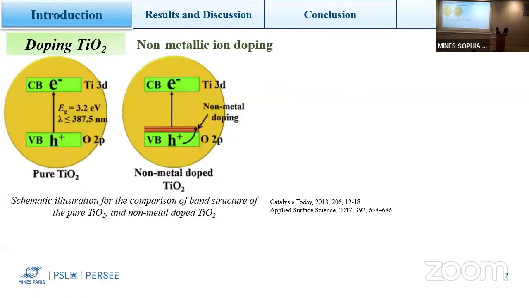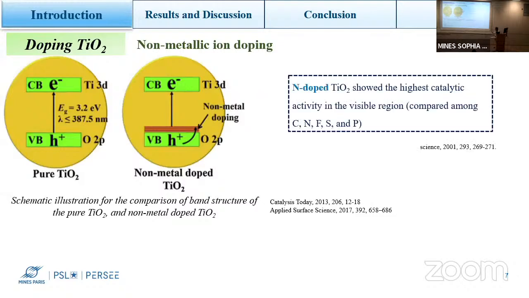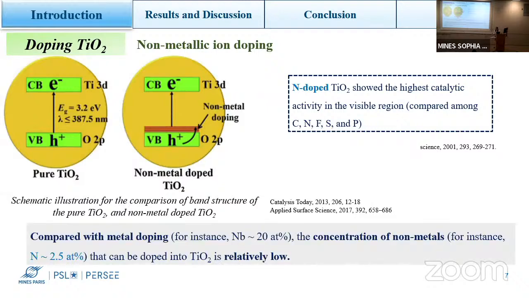Then for non-metal doping, unlike metal doping, it modifies the valence band of TiO2. One of the most popular elements is nitrogen. Compared with metal doping, it can achieve a really low amount of nitrogen and still get a really good modification result.